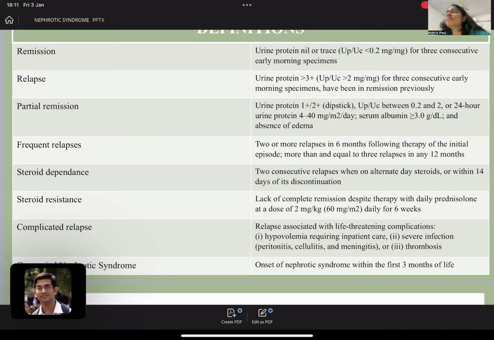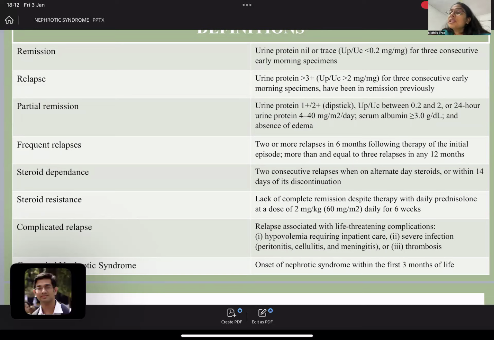Remission, what do we say a remission is? Every nephrotic patient is usually asked to check their urine protein daily by a dipstick, or a UP-UC ratio can be done. At home, we usually advise them to do it by a dipstick. A dipstick has nil, trace, +1, +2, +3, and +4. We can check it with the bottle, which has grading on it.